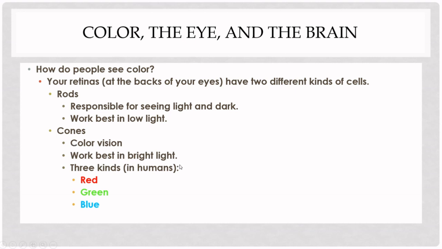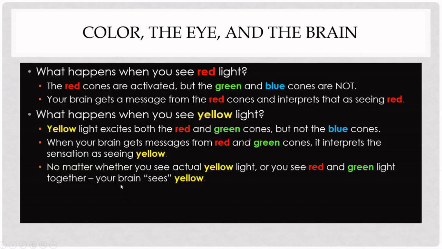Now, humans have three types of cones, which we call red, green, and blue. They're called this because these are the colors of light that they're most sensitive to. So when you see something that's red, the red cones in your eyes are taking that light and sending a message to your brain saying, hey, I'm seeing red light. Meanwhile, the green and the blue cones are basically doing nothing. They're just resting.